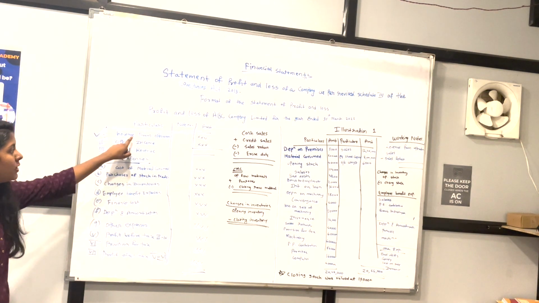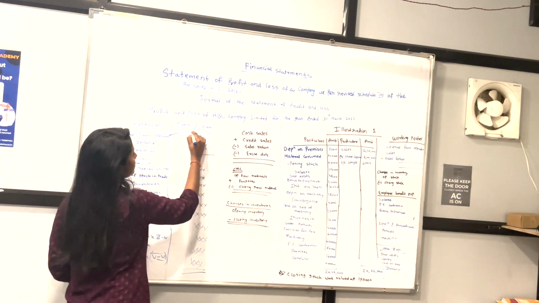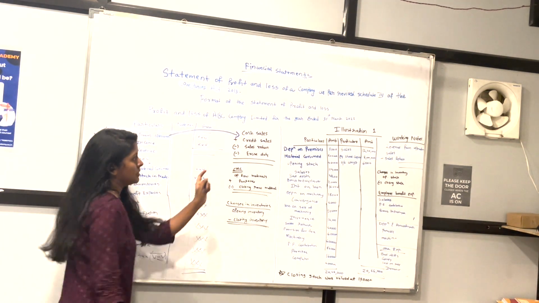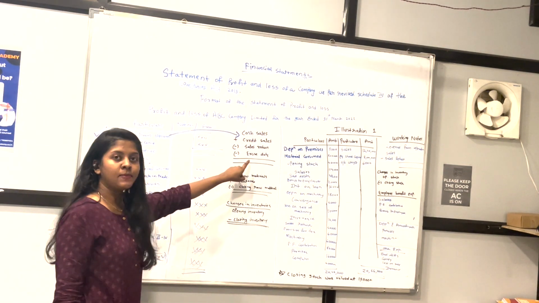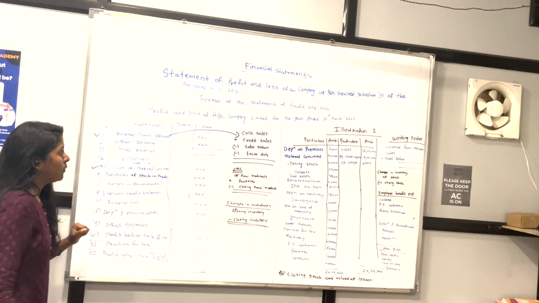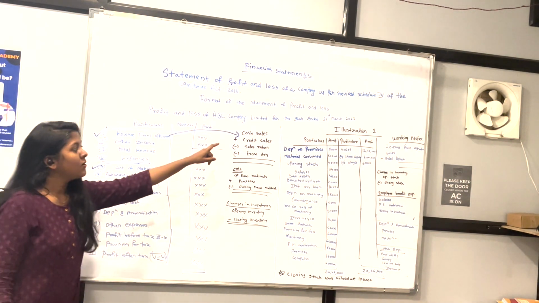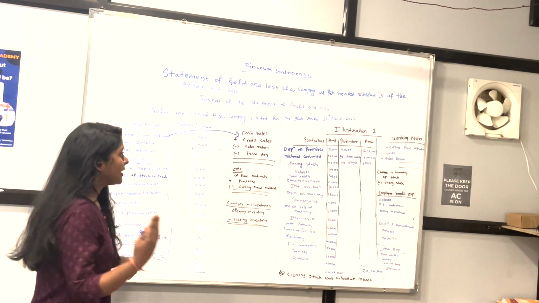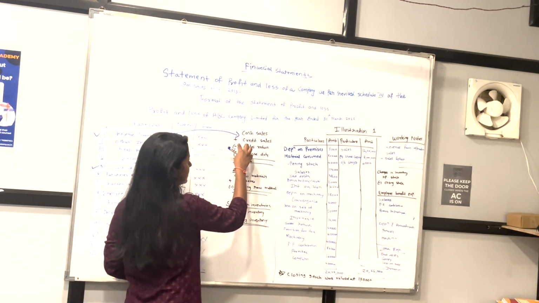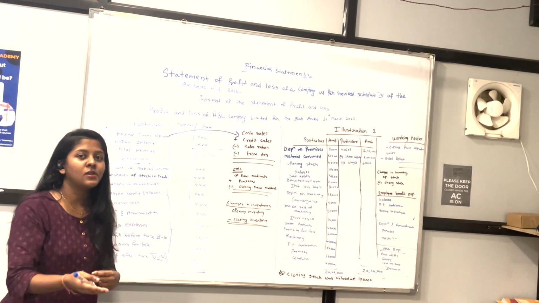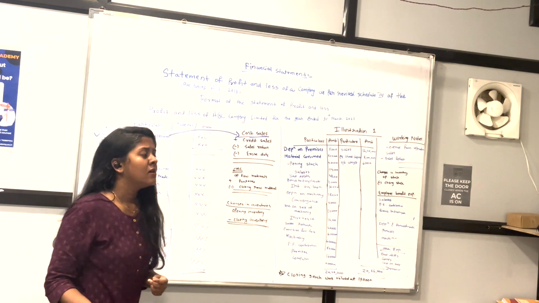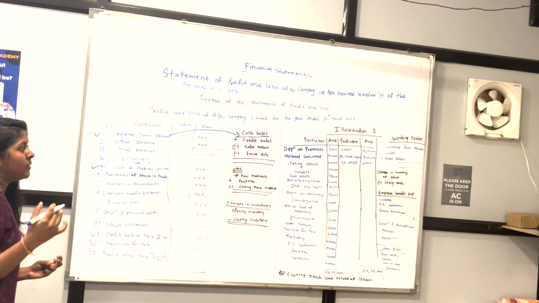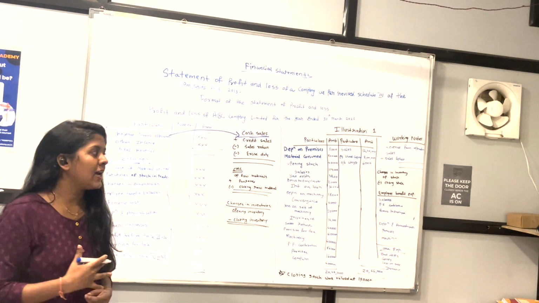This revenue includes cash sales and credit sales, minus sales return, minus excise duty. Cash sales and credit sales are two different things. Credit means udhar, and cash sales are the sales we made for which we earn cash.